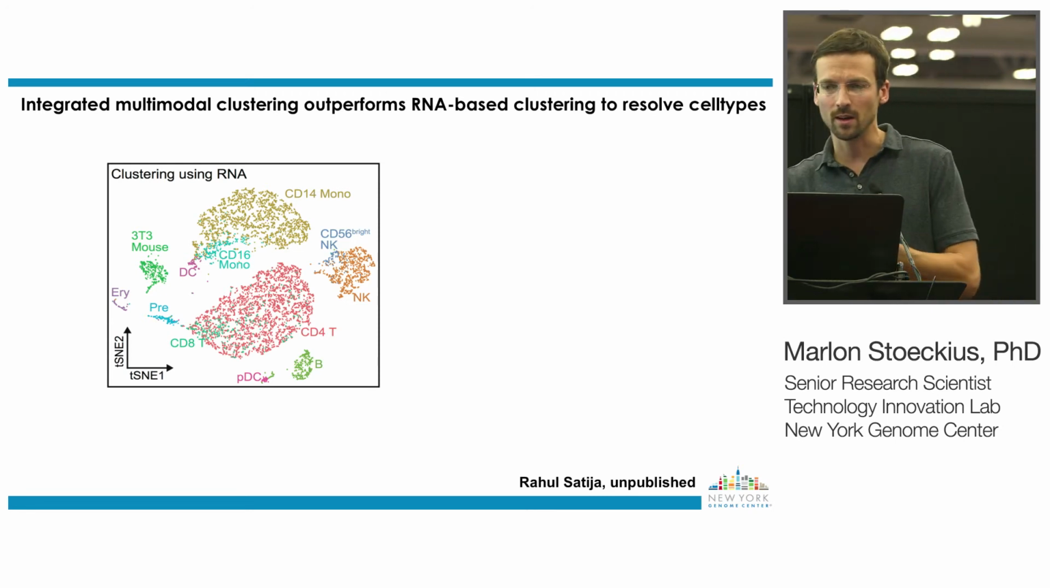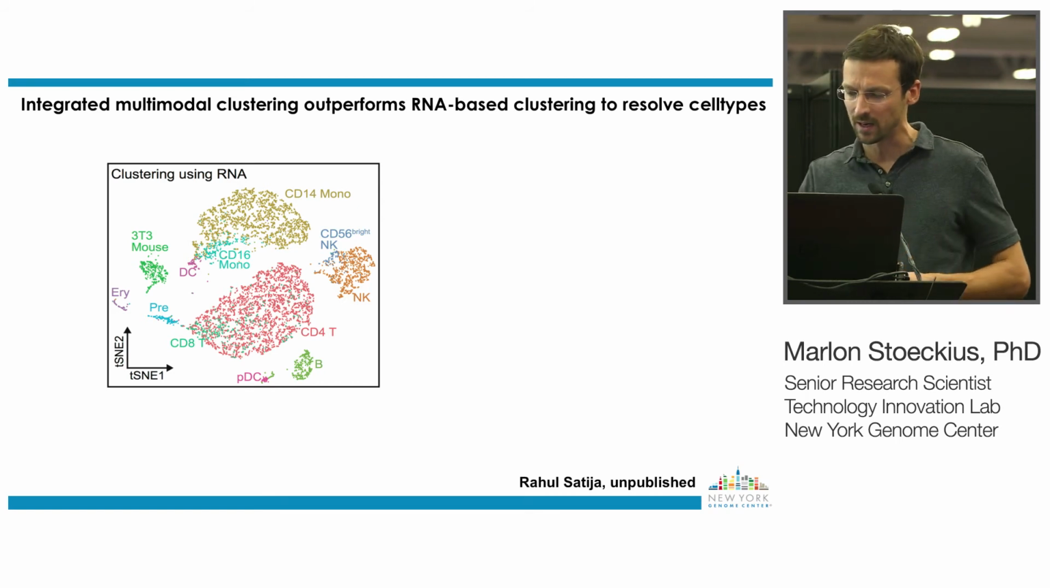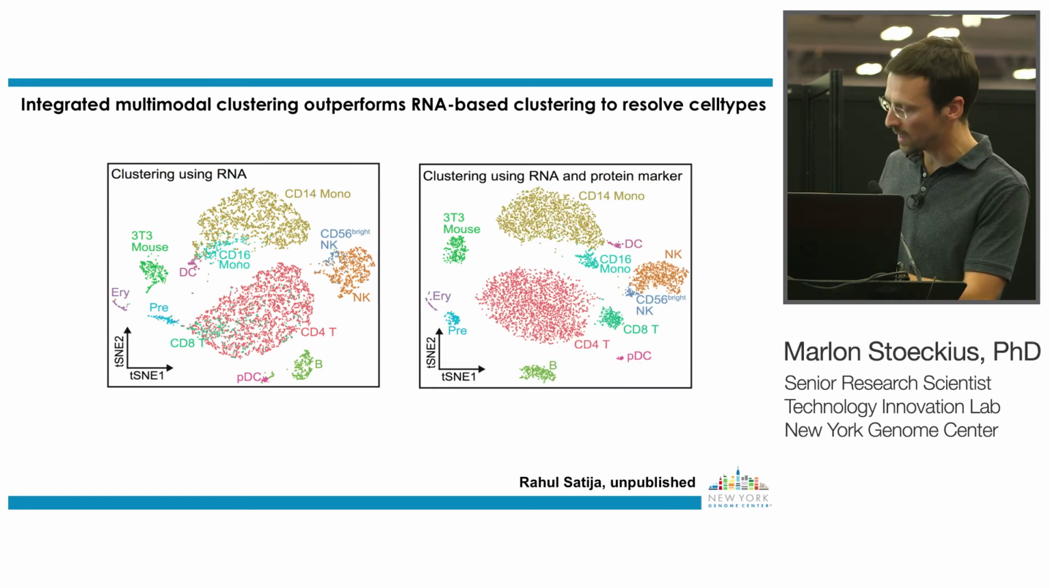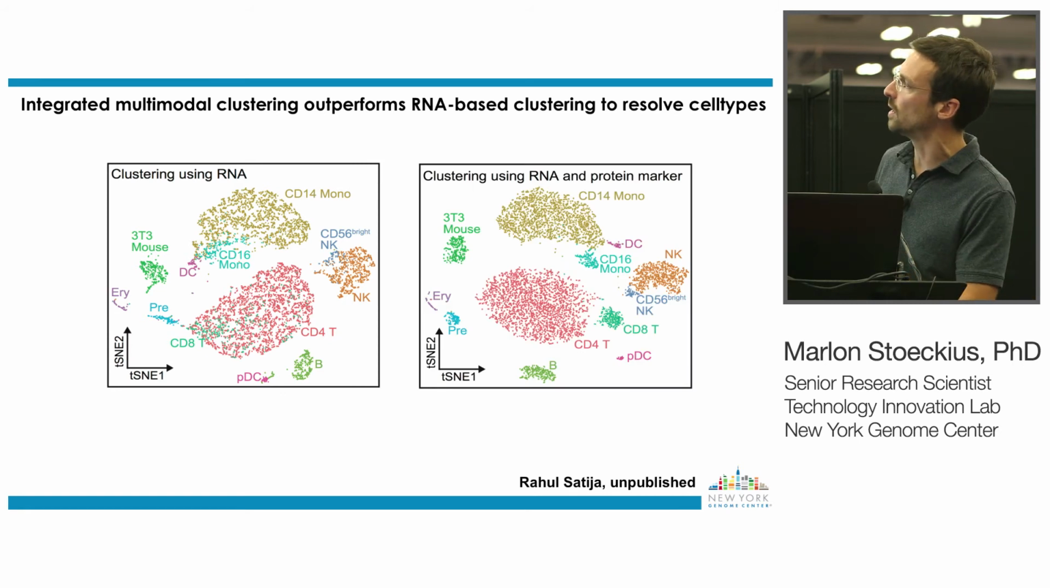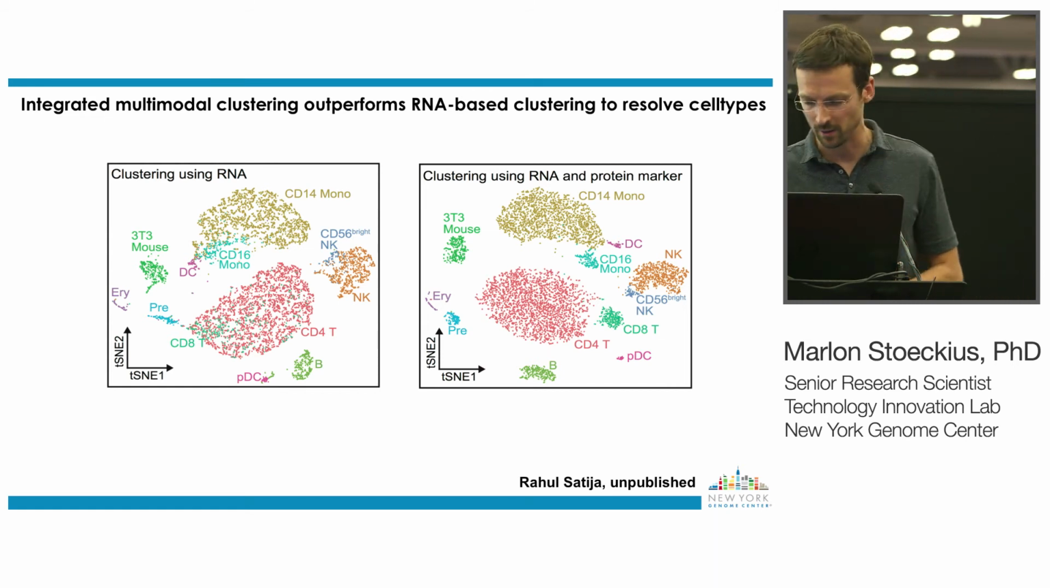But if we use the protein markers on top of the RNA markers and balance the clustering over these two levels of information, you see that the clustering resolves the different cell types much better. Not only the CD4 and CD8 T cells, but also the monocytes get distributed much more nicely. Of course, it always depends on the markers that you're using.